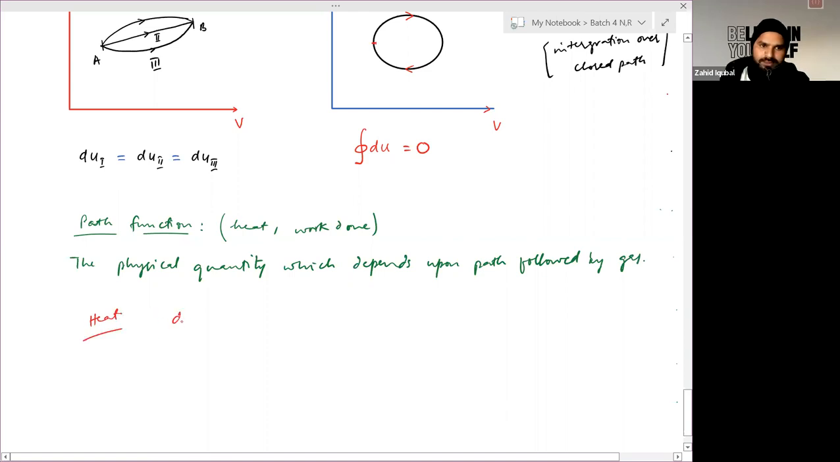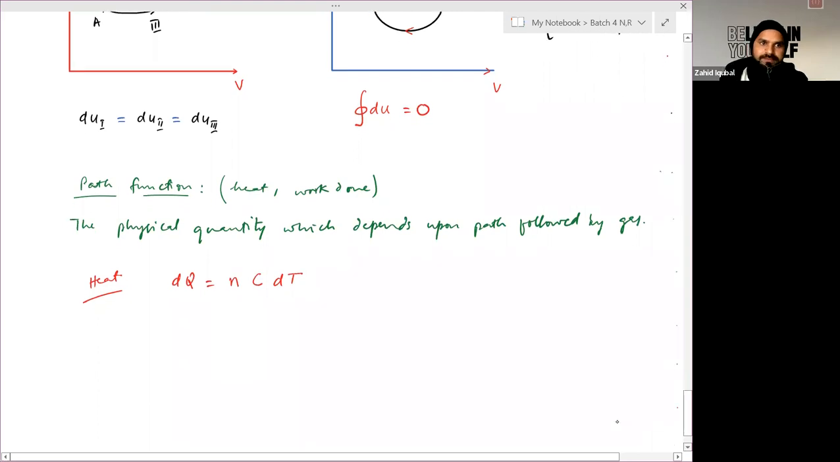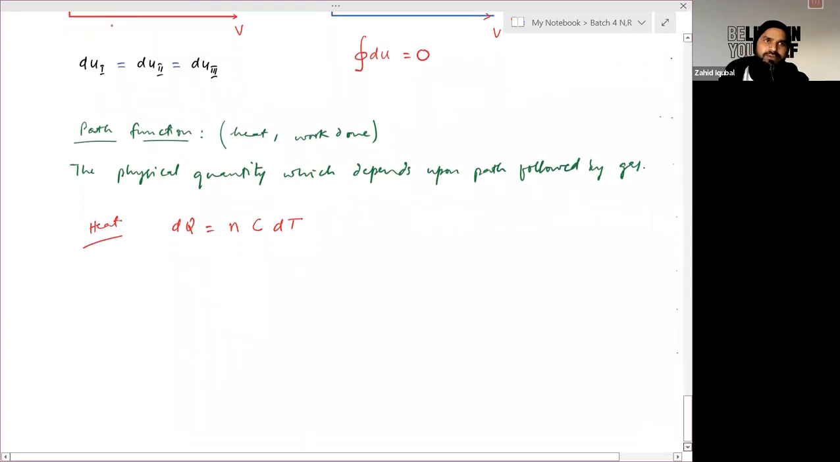To calculate heat, dq equals the number of moles times the molar specific constant C times the change in temperature. This molar specific constant will depend upon the process and may have different values according to different processes. So according to the process, we are able to solve this dq, and there is nothing special formula related to this. Or you may find it according to the first law.